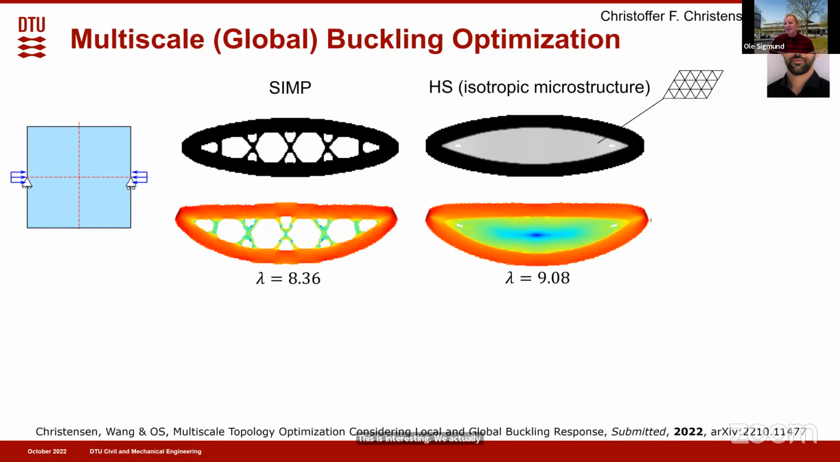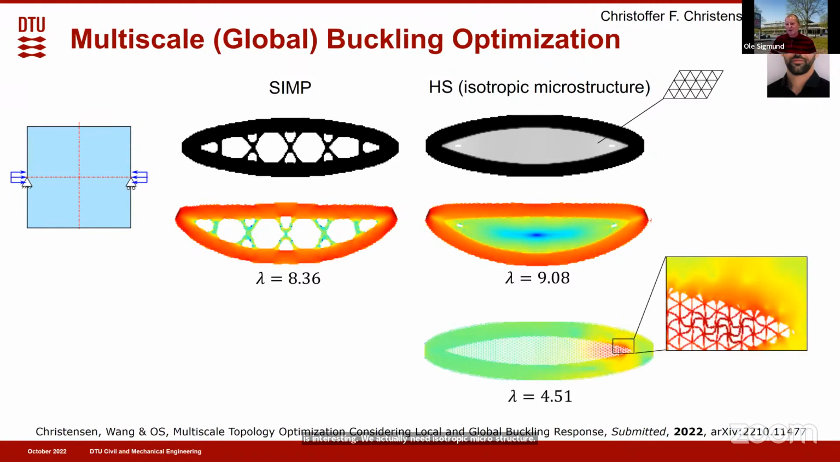But if we de-homogenize this structure and actually realize this structure with a very fine grid here and do the trusses here, we will see actually that we have local buckling before we have the global homogenized buckling. So this structure is really no good because we didn't consider the local buckling. So how to consider local buckling?